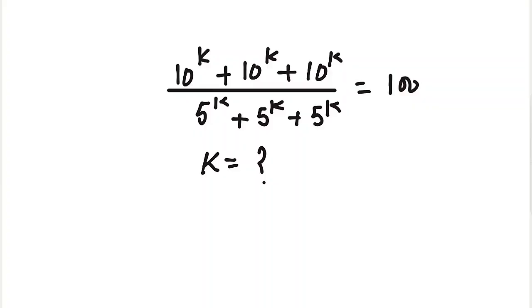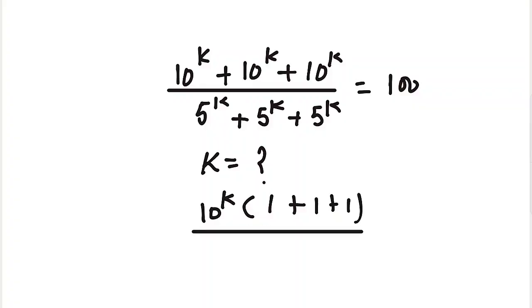When you look at the numerator, you can see that everything is the same. So we're going to have 10 to the power of k times (1 plus 1 plus 1). That is, you factor out 10 to the power of k. Then the bottom line too: 5 to the power of k is what is common. We factor it out, 1 plus 1 plus 1, then equals 100.